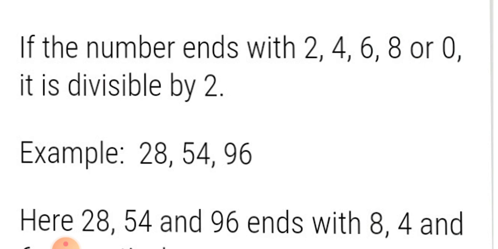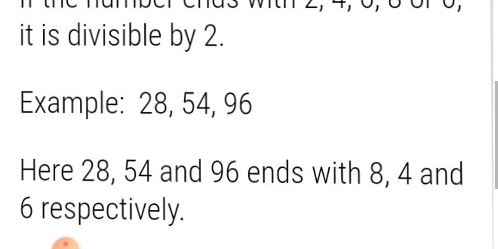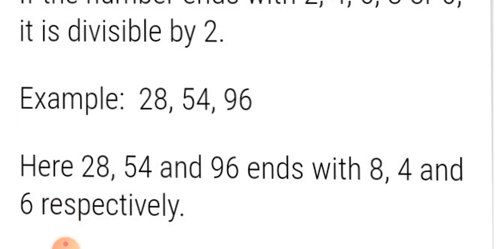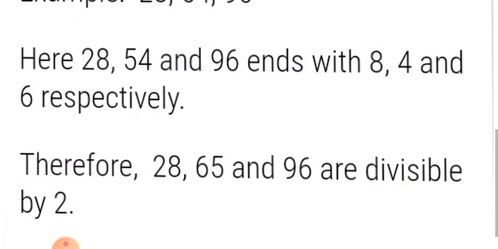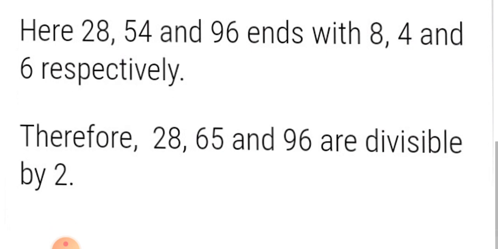Then 96. The number 96 is ending with 6. According to our rule, this will be divisible by 2. Clear, children? So here 28, 54 and 96 end with 8, 4 and 6 respectively. Therefore, 28, 54 and 96 are divisible by 2. Clear, children? This is the rule of divisibility by 2.